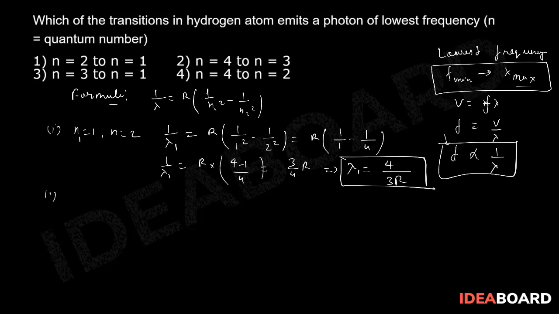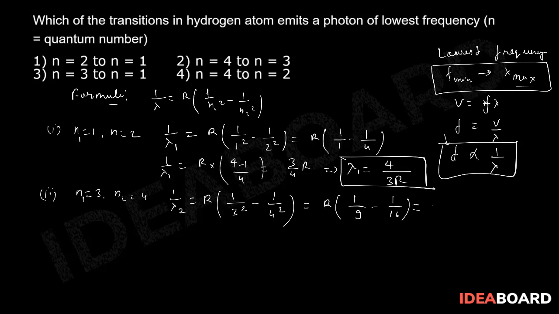Now take the second combination, which says n1 is equal to 3 and n2 is equal to 4. So I can apply 1 upon lambda 2 is equal to R into 1 upon 3 square minus 1 upon 4 square. That is going to be R into 1 upon 9 minus 1 upon 16, which gives R into (16 minus 9) upon 9 into 16, which is 7R divided by 9 into 16. So lambda 2 will be 144 upon 7R. Correct, so this is our value of lambda 2.